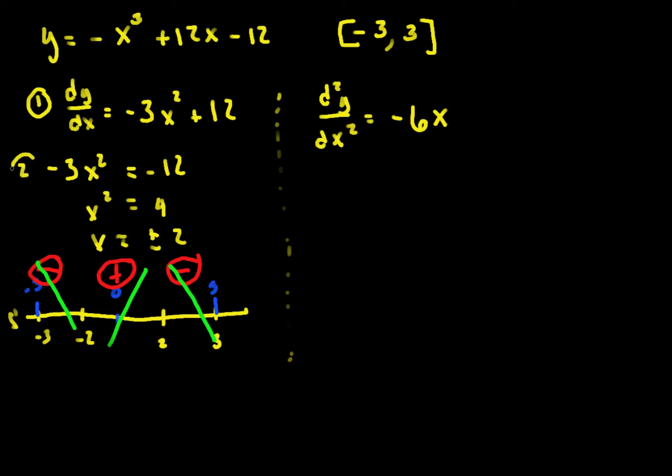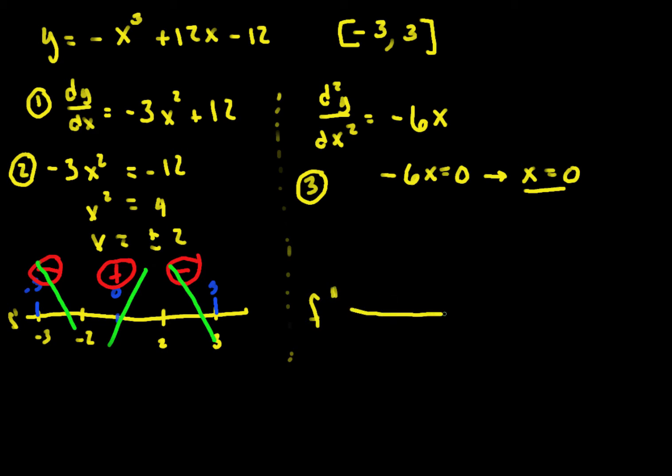Step 2. Step 3 says find out where the second derivative is negative. So negative 6x is 0, which tells me that x is 0. So that's going to be a point of inflection likely. And so I make the sign graph of f double prime. So I'm looking at the f double prime sign graph.